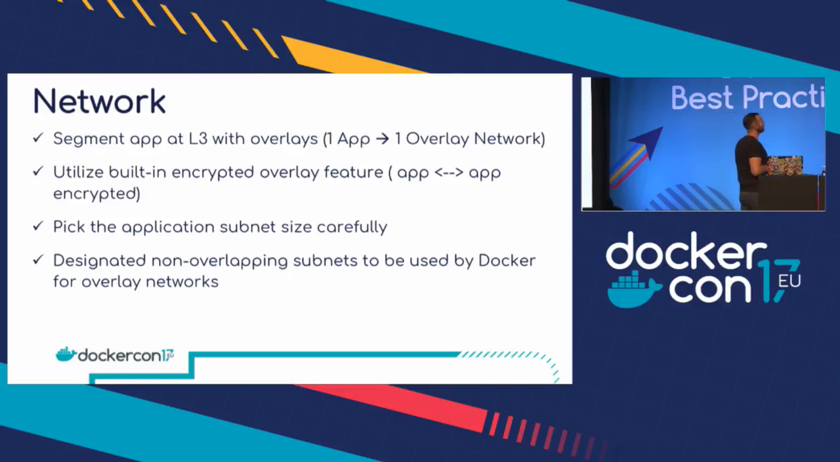If we continue on networking, segment your application at layer 3 with overlays. We recommend one application per overlay. This is how we provide a security mechanism, even within the networking. Within networking, we provide segmentation at layer 3. Not only are we doing it at layer 3 from a data path perspective, we're also doing it from a service discovery DNS perspective. So everything is network scoped. That way, if you put your application services within one overlay network, the services can talk to each other, they can resolve each other, and no one else can access them.